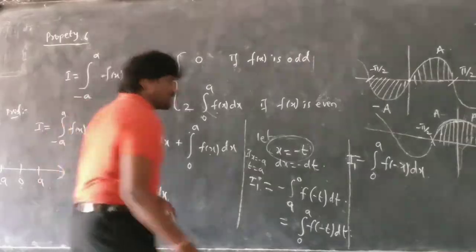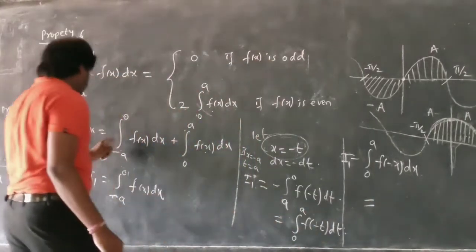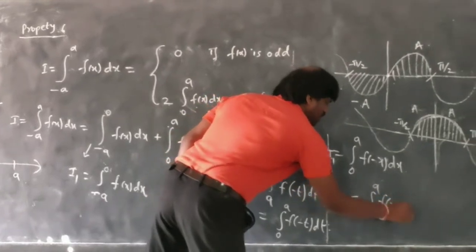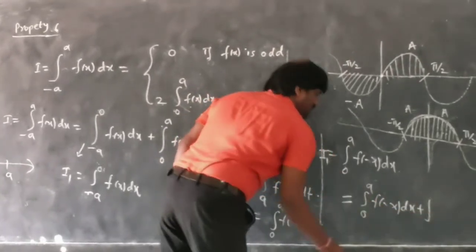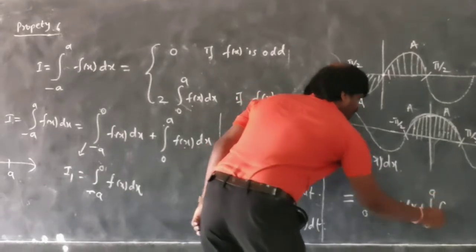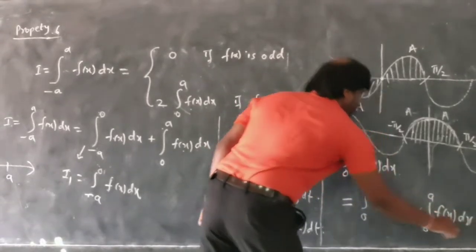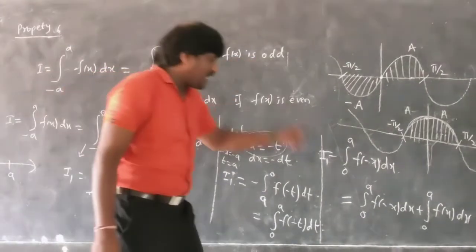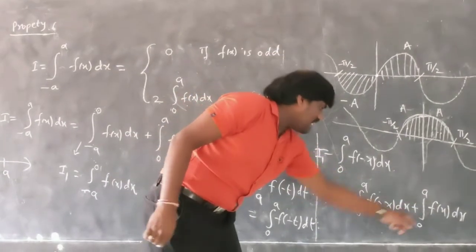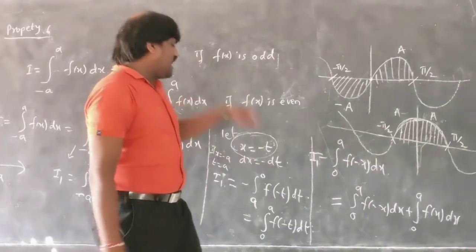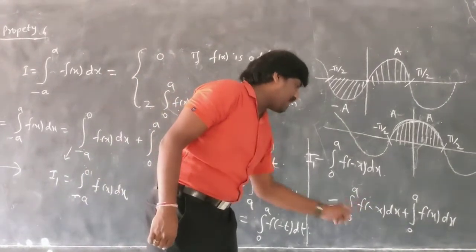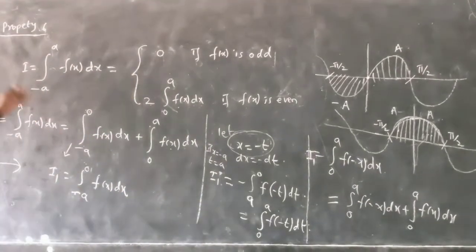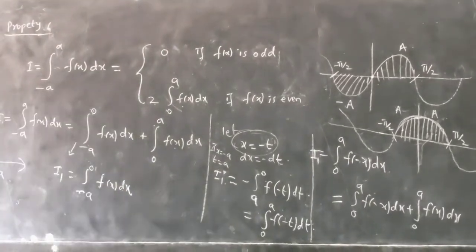So this was changed into the integral from 0 to a of f of minus x dx plus the integral from 0 to a of f(x) dx. This is what we changed. So if it is an odd function, we write minus f(x), so they cancel, and the answer is 0. If it is an even function, we get plus f(x), so you get 2 times by addition. This is the proof of even and odd functions.